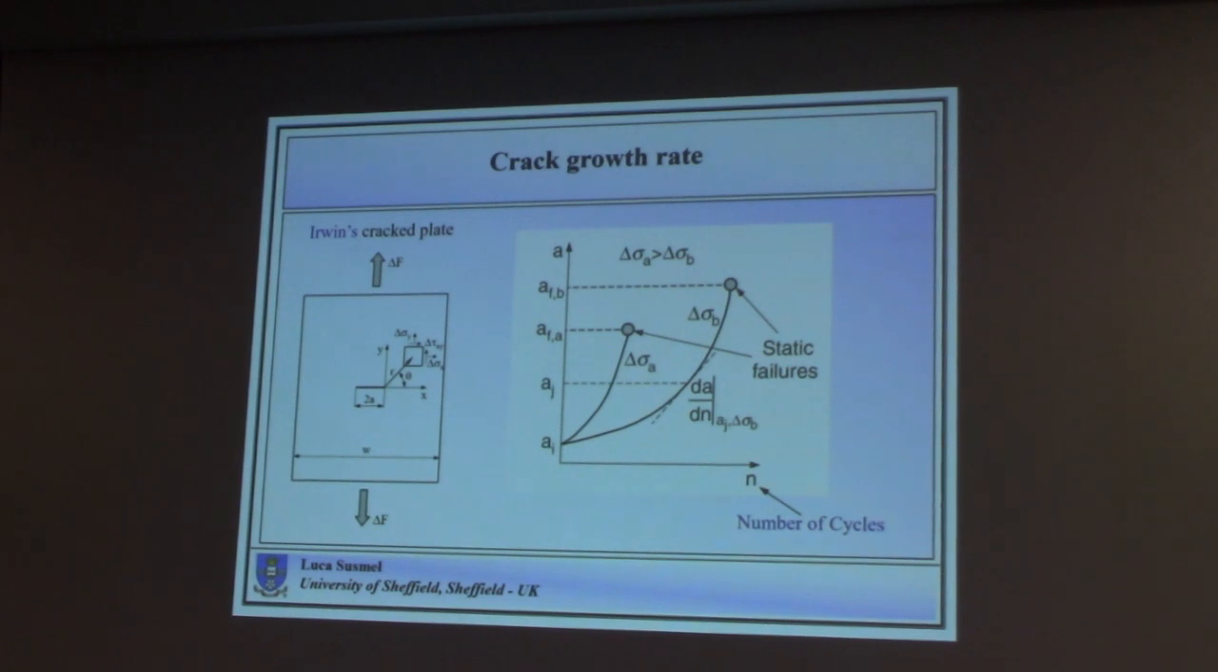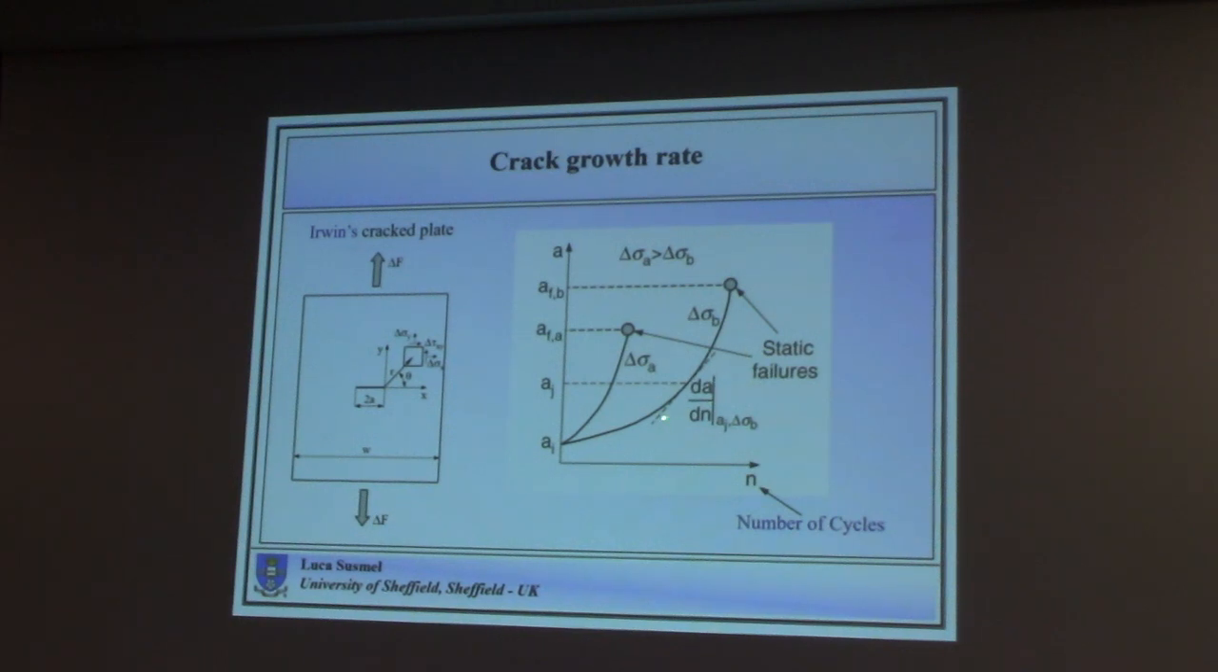Okay? And clearly, if the delta sigma A is larger than delta sigma B, this means that the maximum force characterizing this cycle is larger than the force characterizing this cycle. And if you think about the definition for K1, which is proportional to the nominal stress, this means that the maximum K1 in this case is much larger than the maximum K1 in this case. This means that we need a shorter crack, or in this case, we need a longer crack to be able to reach the critical condition locally. Okay? It's all there, all in the maths.